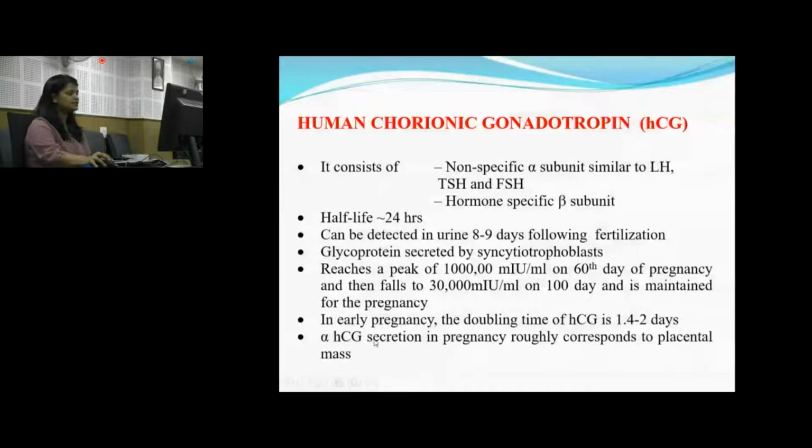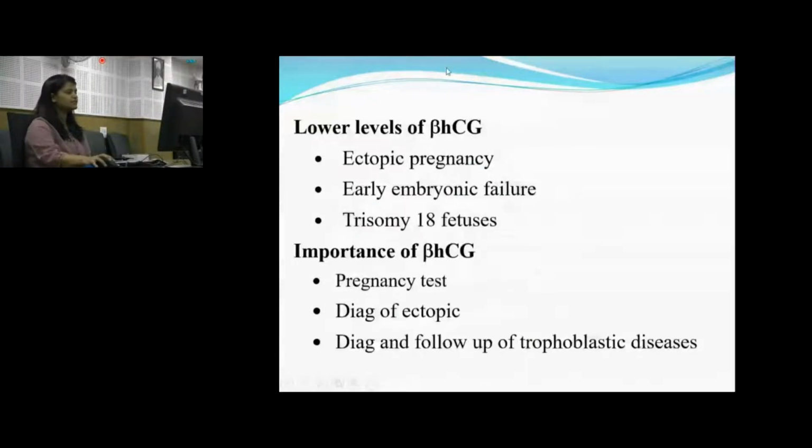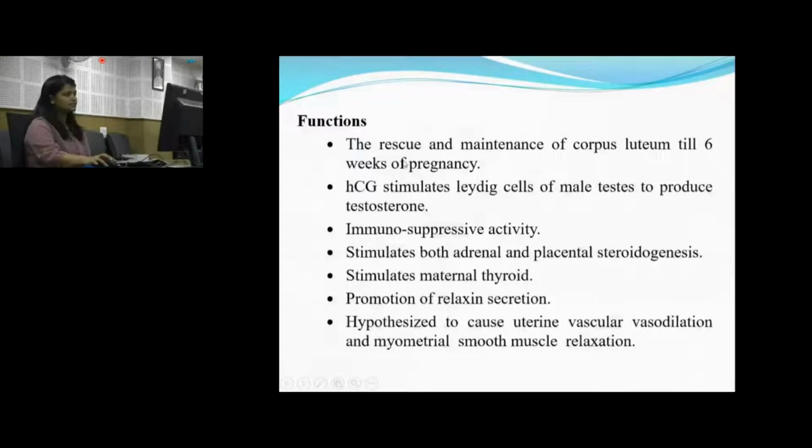In early pregnancy, the doubling time of HCG is around 1.4 to 2 days, and this is a very important differentiation between an ectopic pregnancy and a normal pregnancy. Alpha HCG in pregnancy roughly corresponds to the placental mass. We all know high levels of HCG indicate it might be a multiple pregnancy, erythroblastosis fetalis, H-mole, Down syndrome, Turner syndrome, Klinefelter syndrome, trisomy 13 and 21. Lower levels of beta HCG are seen in ectopic pregnancy, early embryonic failure, and trisomy 18 fetuses. And the importance of beta HCG: it is a very important hormone which helps in pregnancy tests, diagnosis of ectopic pregnancy, and follow-up of trophoblastic disease. HCG actually rescues and maintains the corpus luteum till 6 weeks of pregnancy.